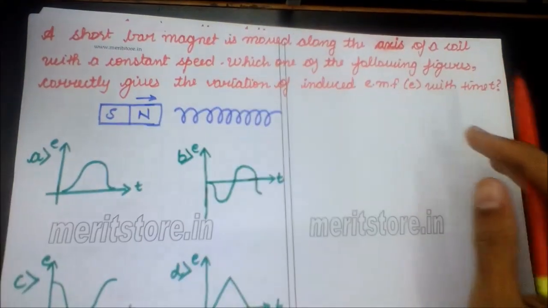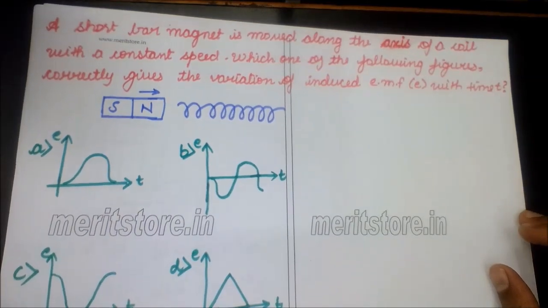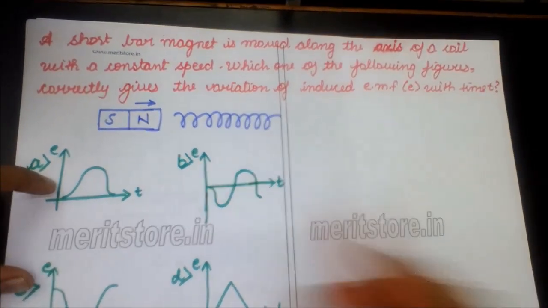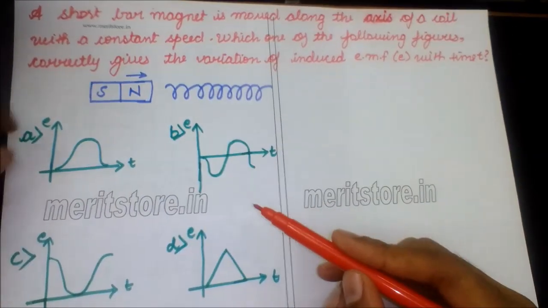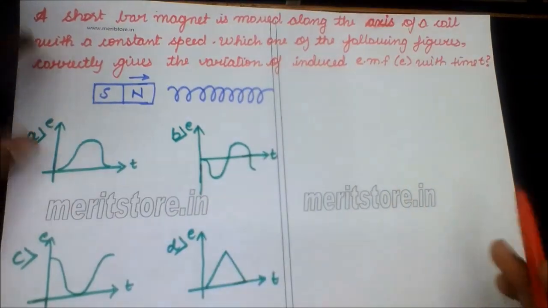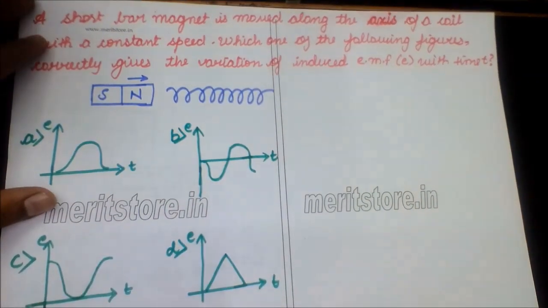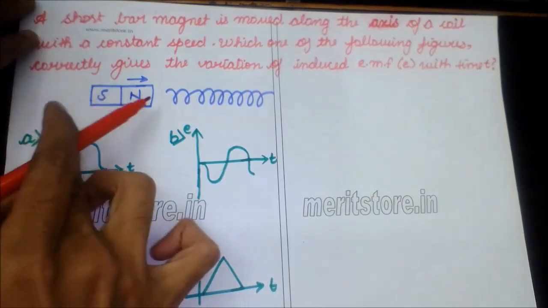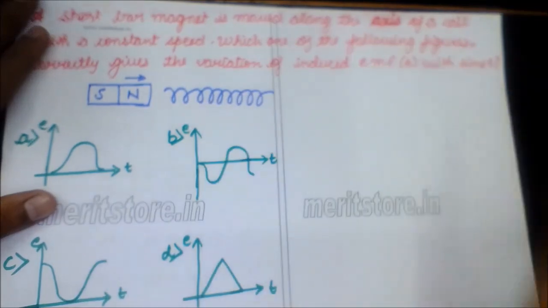A short bar magnet is moved along the axis of a coil with a constant speed. Which of the following figures correctly gives the variation of induced EMF E with time? So we have 4 figures here, and we need to find the relation of the induced EMF with respect to time when a magnet is moved along the axis of the coil. So the magnet is moving through this axis from left to right.